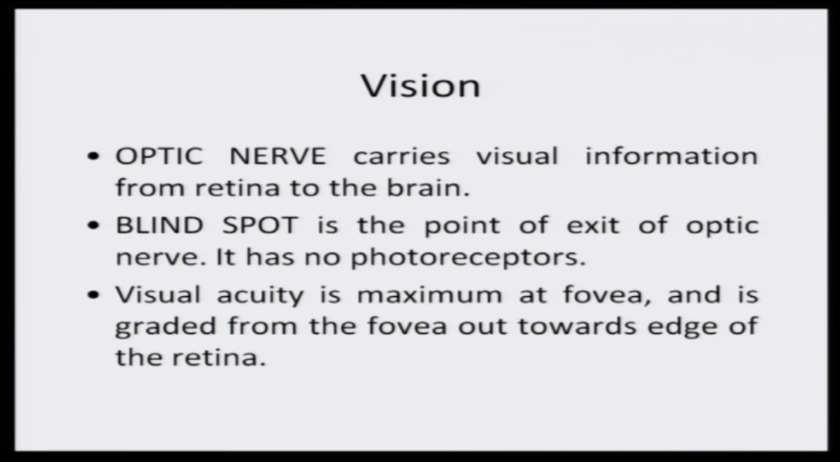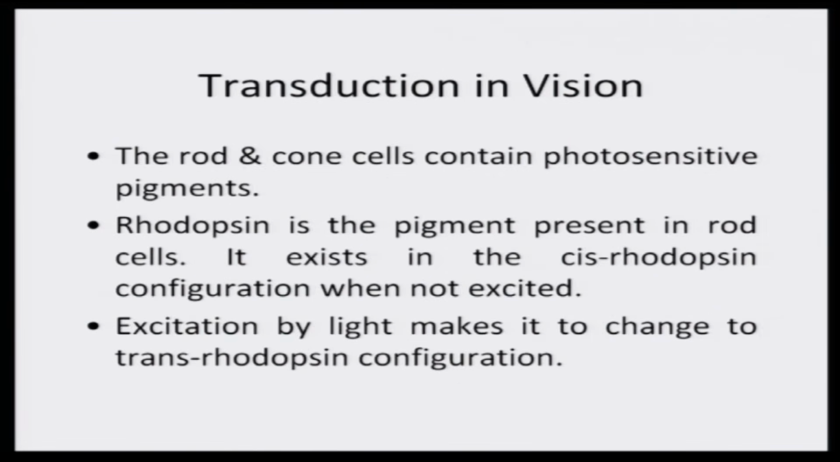And the point where the optic nerve makes an exit from the eye is called the blind spot, because it does not have any photoreceptor. Now, the rod and the cone cells contain photosensitive pigments, and very interestingly, the rod cell, when it is not excited, is in the cis rhodopsin configuration, and when light falls on it, it changes into the trans rhodopsin configuration.